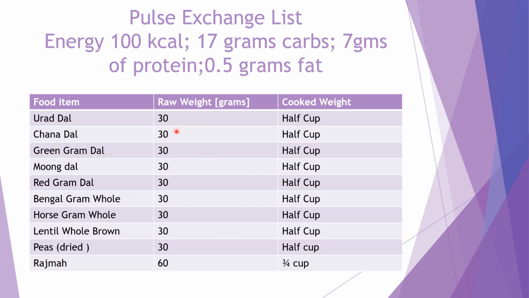All of them, in the raw value, provide 30 grams, and in the cooked portion, if we compare, that comes up to half a cup, which provides 100 calories.